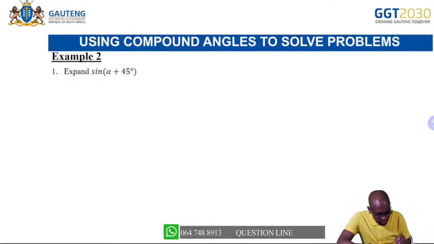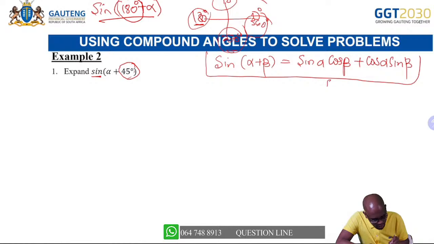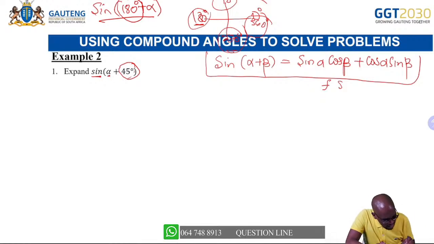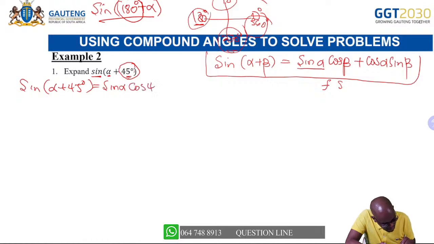Right, and then you see this is the formula that is in the formula sheet. Now, let's check how we can use it. The first angle is alpha, the second angle is 45. So it should be the sine of alpha plus 45: the sine of alpha, the cosine of 45, because the second angle is 45, plus you maintain the cosine of alpha, the sine of the second angle, which is 45.